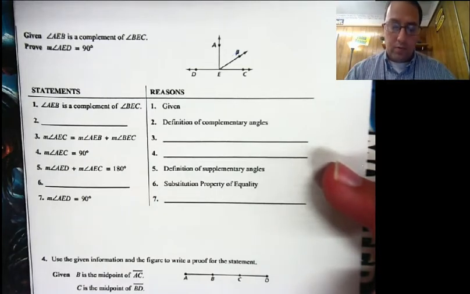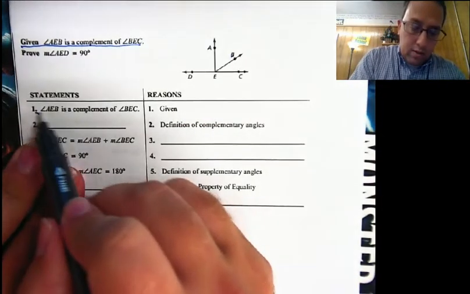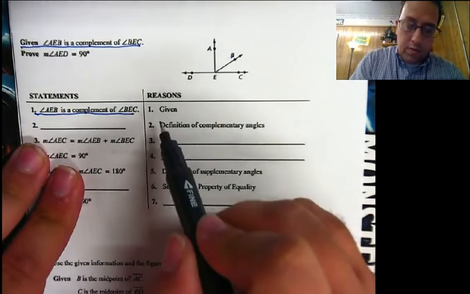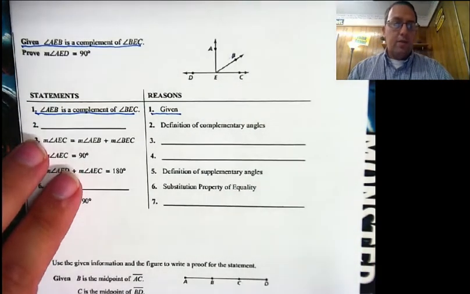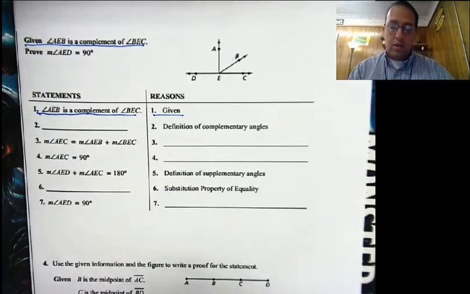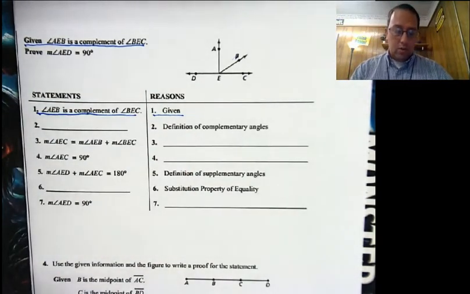All right, so the first one, again, we are always starting off with the given statement. The given statement is always where we start off. Angle AEB is a complement of angle BEC. Always start with that. Whatever was given to you, you've got to start somewhere. That's where we're starting.